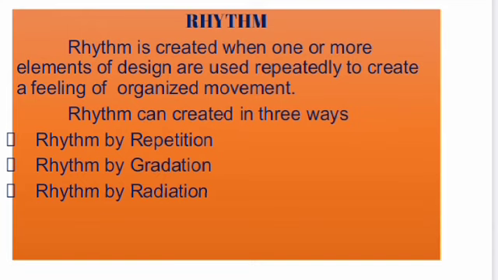Rhythm is created when one or more elements of design are used repeatedly to create a feeling of organized movement. Rhythm can be created in three ways. First one is rhythm by repetition. Second one, rhythm by gradation. Third one, rhythm by radiation. So let us see one by one.